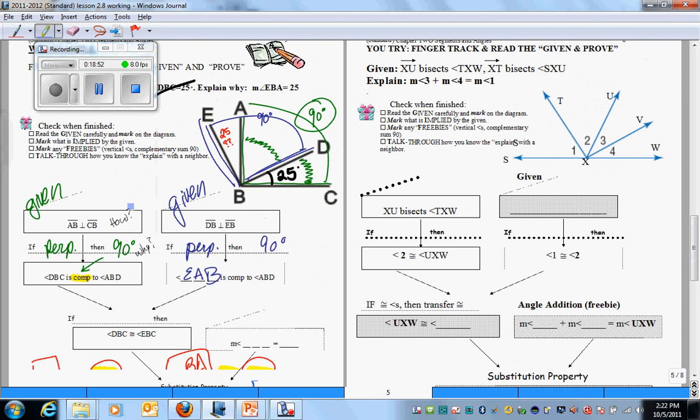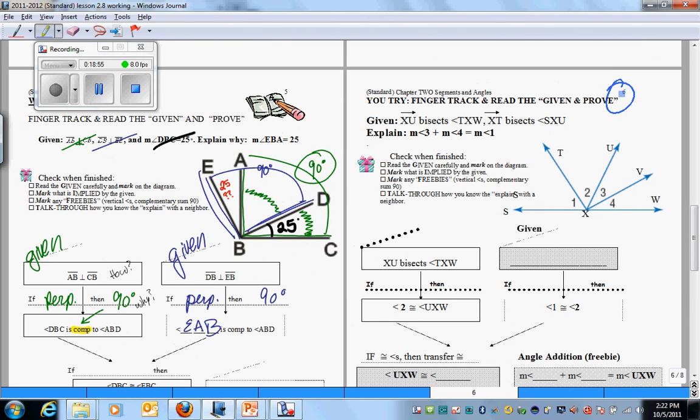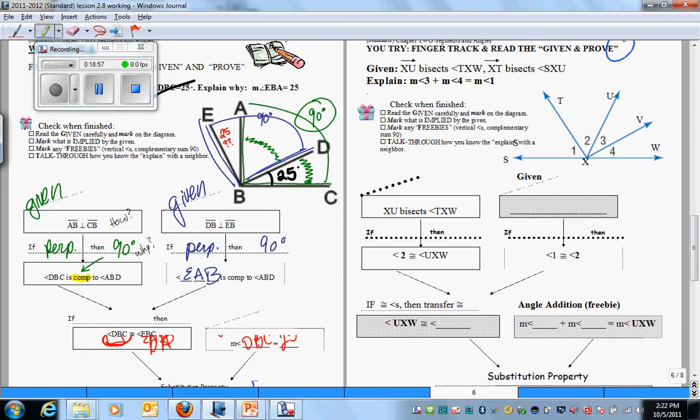Okay. I want you guys take a shot at page 6, please. Take a shot at page 6. Go.